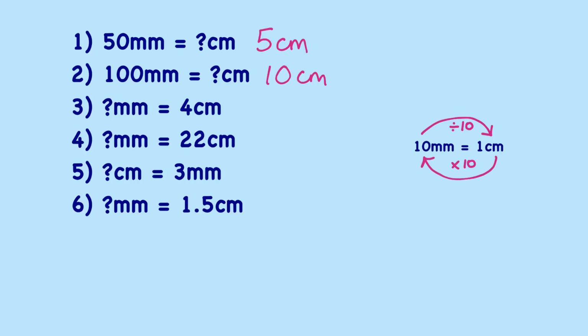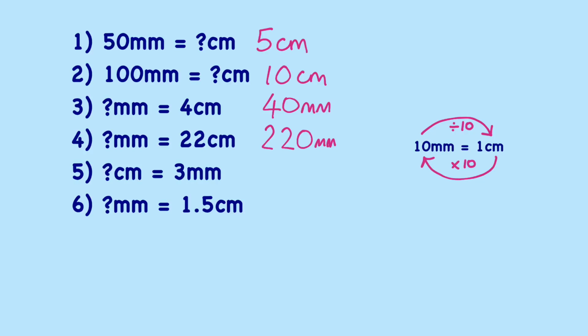Question 3, how many millimetres is equal to 4 centimetres? So I have my centimetres and I want to convert into millimetres, so I need to times by 10 this time, and that's going to give me 40 millimetres. Question 4, how many millimetres is the same as 22 centimetres? And my answer is going to be 220 millimetres, because I had centimetres and I needed to times by 10 to get millimetres.